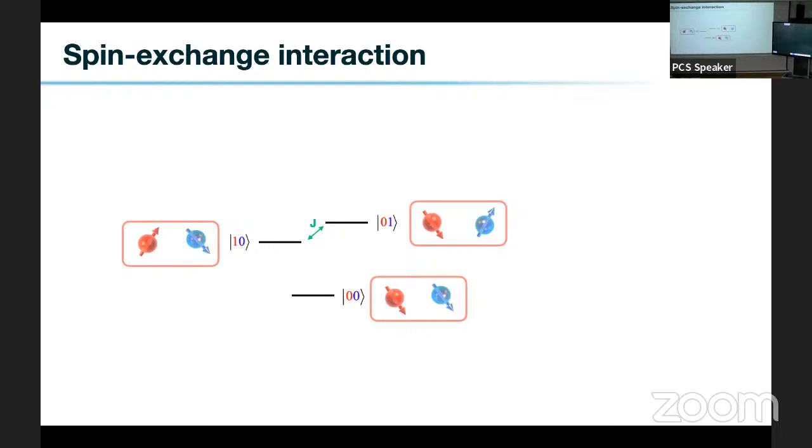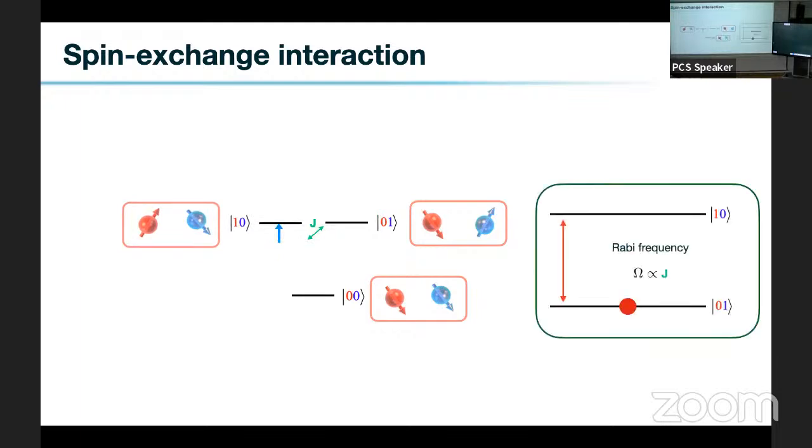So the way to implement the spin exchange interaction is like this. Let's say there are 2 qubits, and each qubit, each spin, has a different transition energy. When the difference between the transition energies is bigger than the coupling strength, there is no effective interaction between them. But if we bring up the first spin's energy to be resonant with the second spin, then they start to exchange their population, and you can understand the physics as Rabi oscillation between the 0,1 and 1,0 states. The Rabi frequency is determined by the coupling strength J.